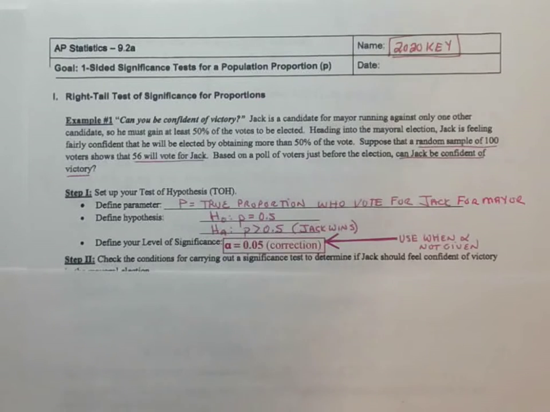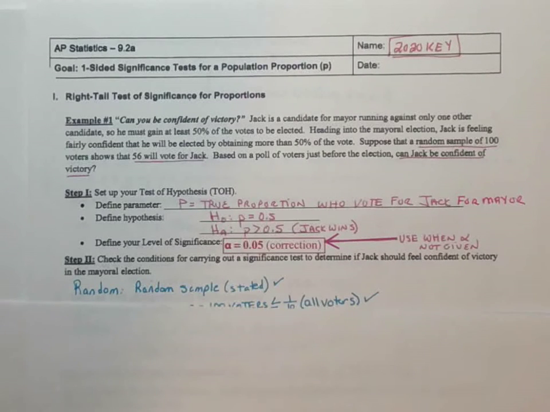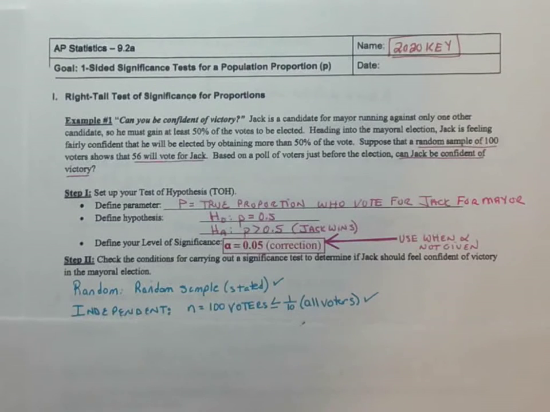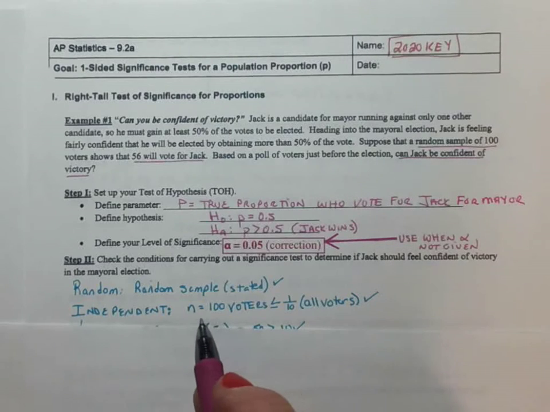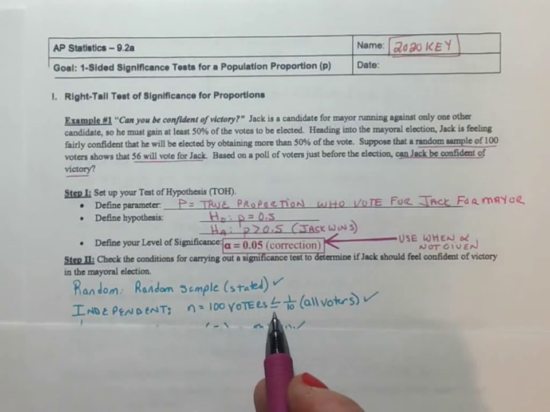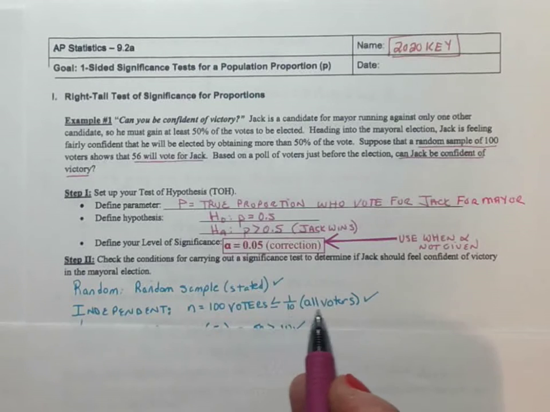The conditions, we've been doing conditions for the last two chapters. They're random, independent, and normal. So in this case, we had a random sample, and that was stated in the problem. The independent condition, or the 10% condition, is that we had 100 voters, and we're fairly confident that there's at least 1,000 voters in this town. So we believe that that condition has been met.